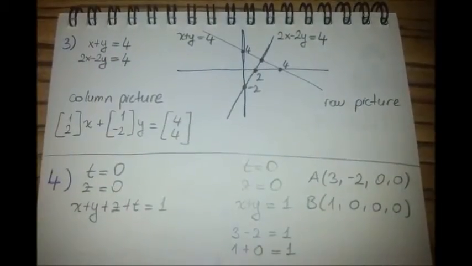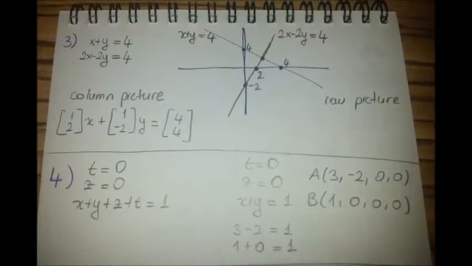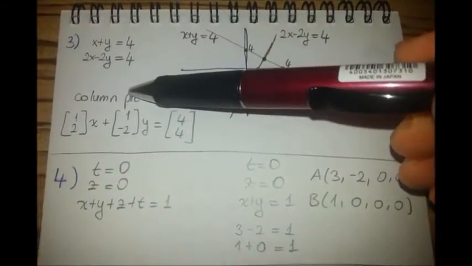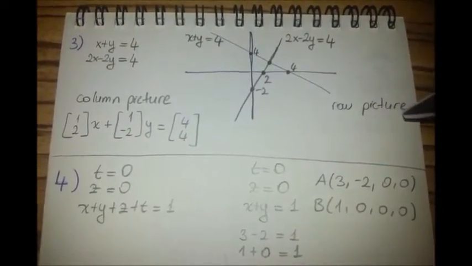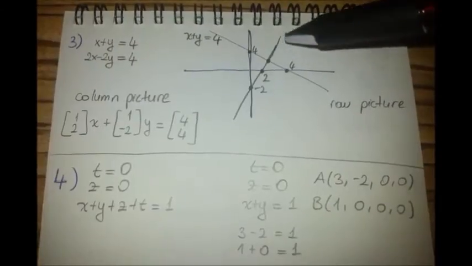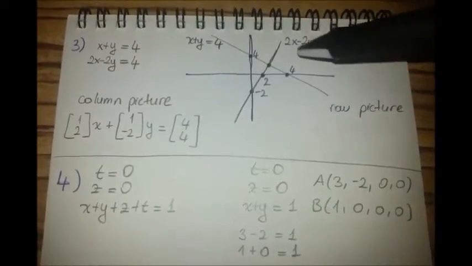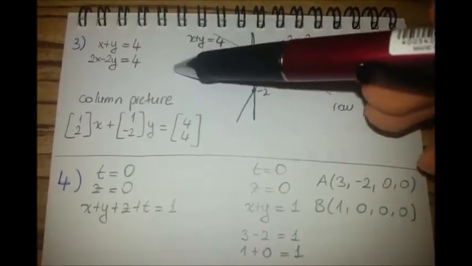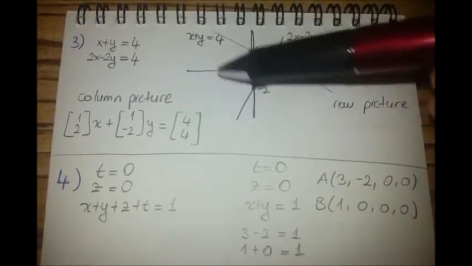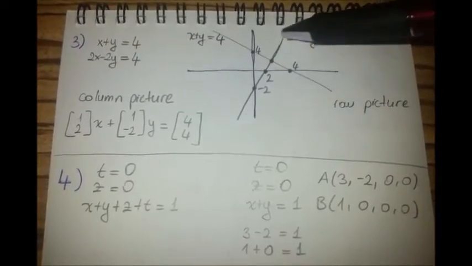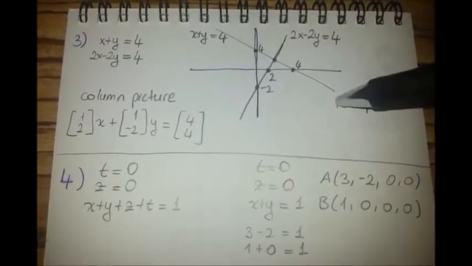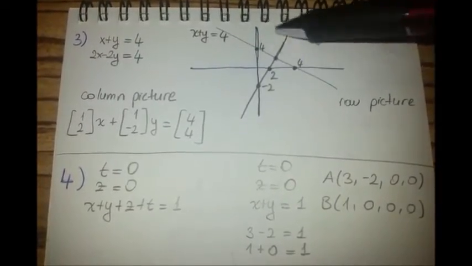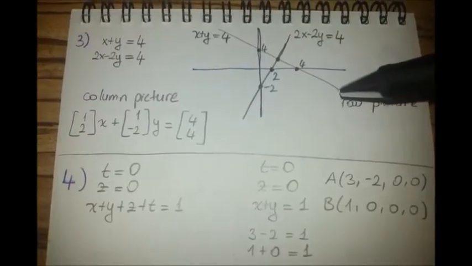In question 3, for those equations, draw the row picture. It says in the question two intersecting lines. So the row picture must look like this. These are the x's, and this is the line of this equation, and this is the line of this equation. This is the intersection point of those two lines.